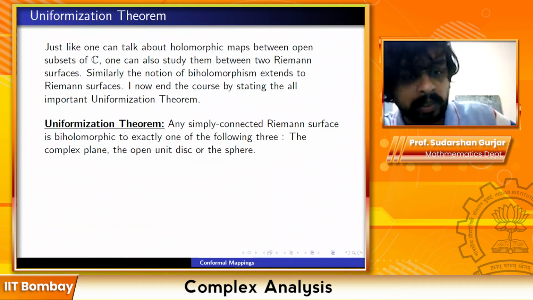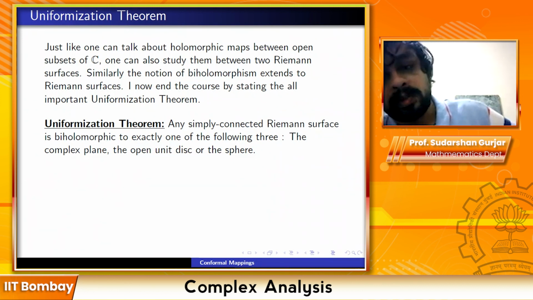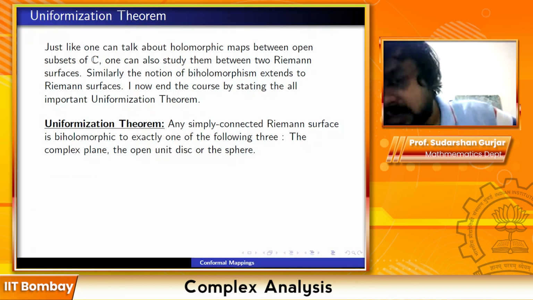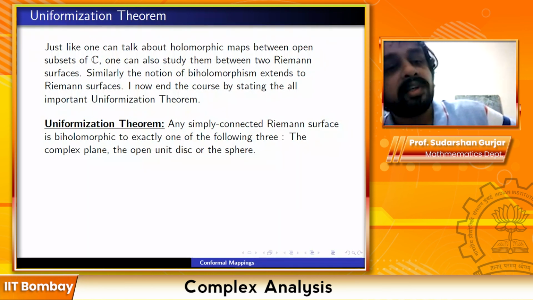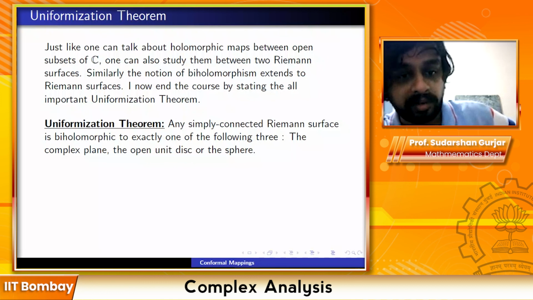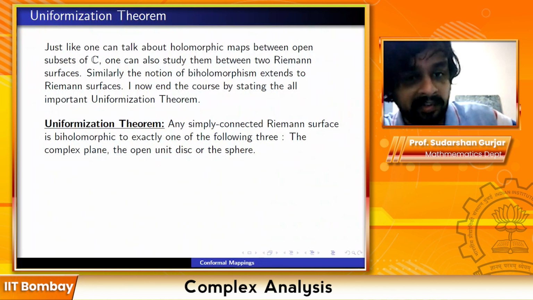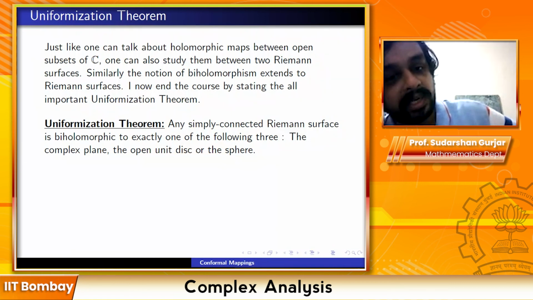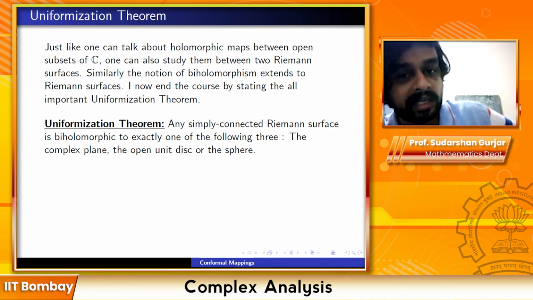The complex plane and open unit disk are not biholomorphic by Liouville's theorem, and neither the complex plane nor the open unit disk can be biholomorphic to the sphere, because the sphere is compact while the other two are non-compact. So it's clear, either because of Liouville's theorem or because of topology, that all these three are distinct from each other. No two are biholomorphic, and it is also not very difficult to show that the sphere is simply connected. So all these three are examples of simply connected Riemann surfaces, and every simply connected Riemann surface is biholomorphic to exactly one of these three. So this was the uniformization theorem.